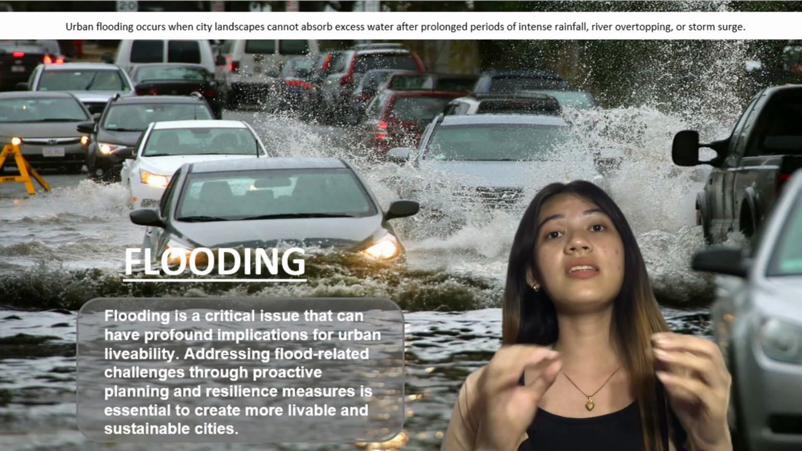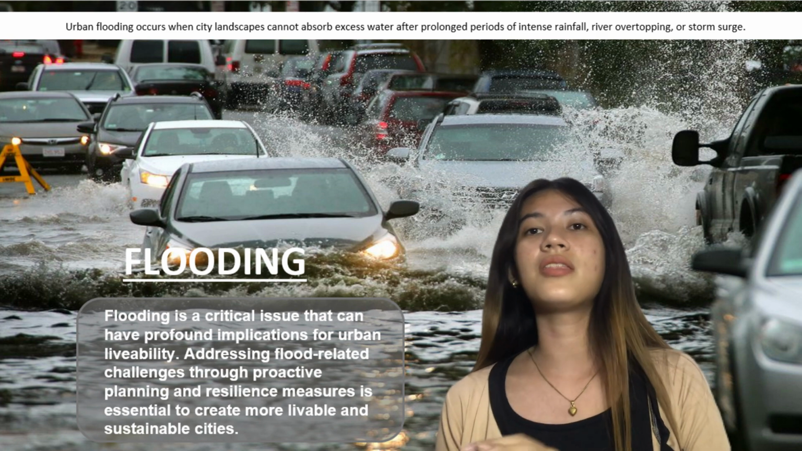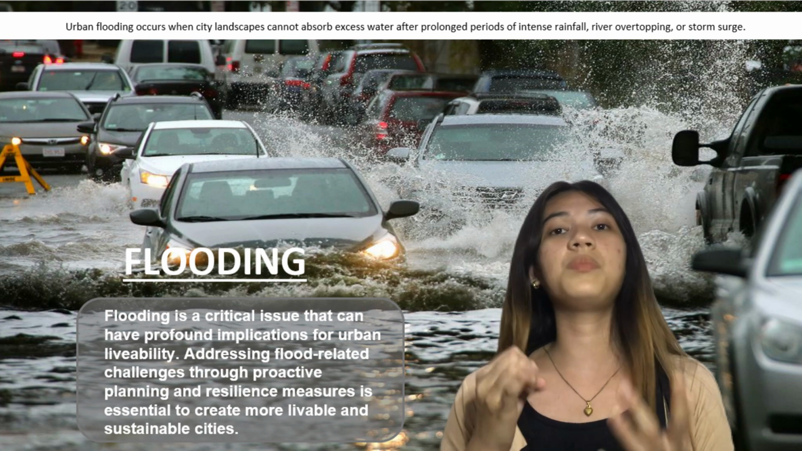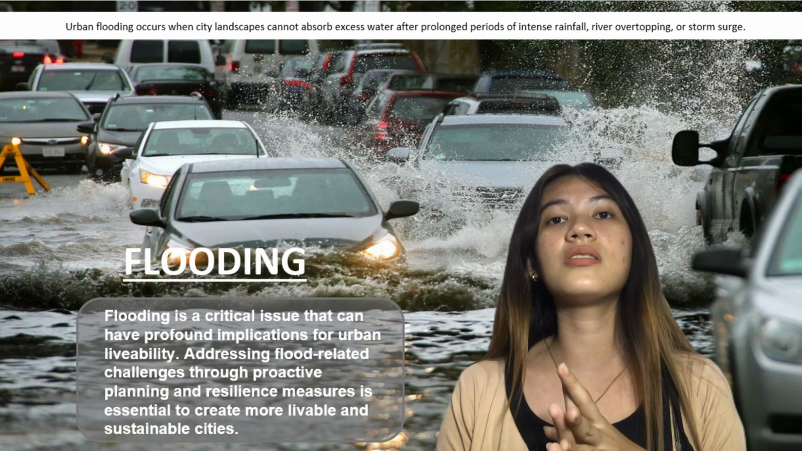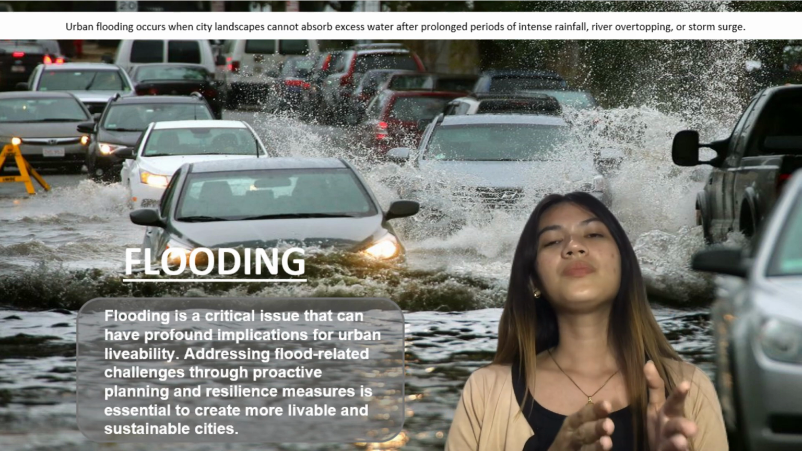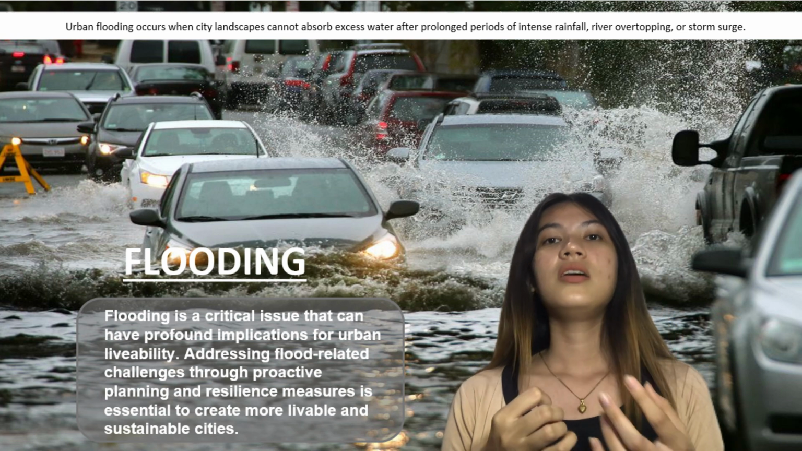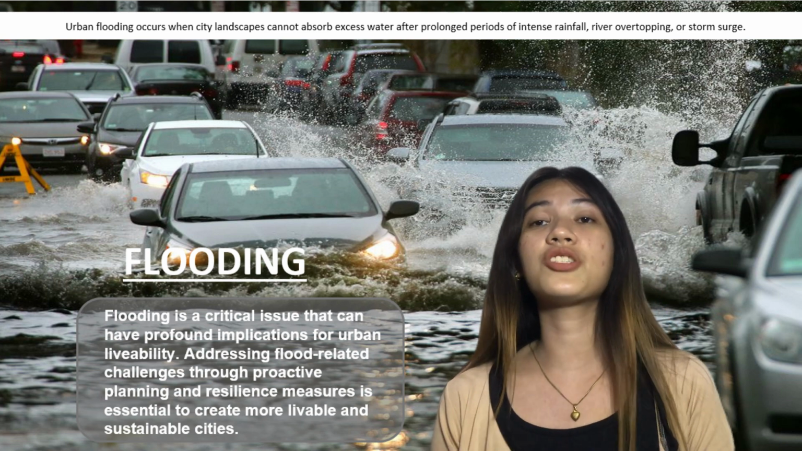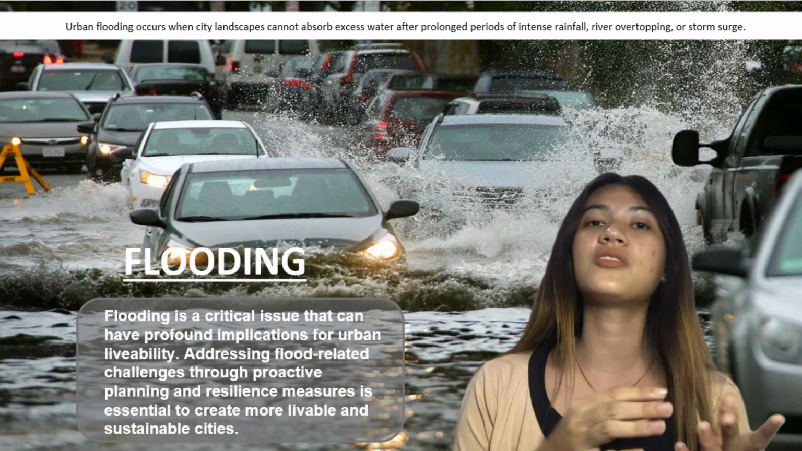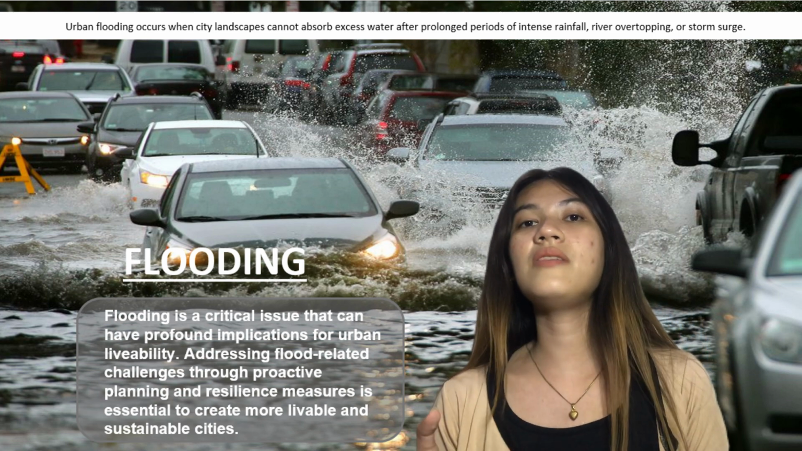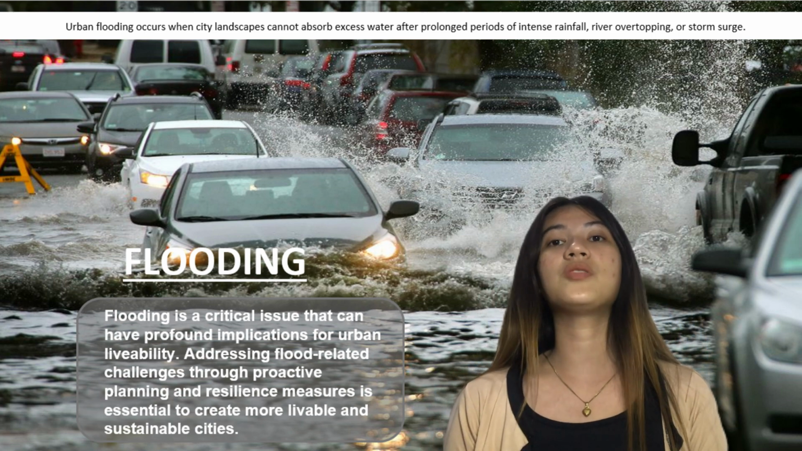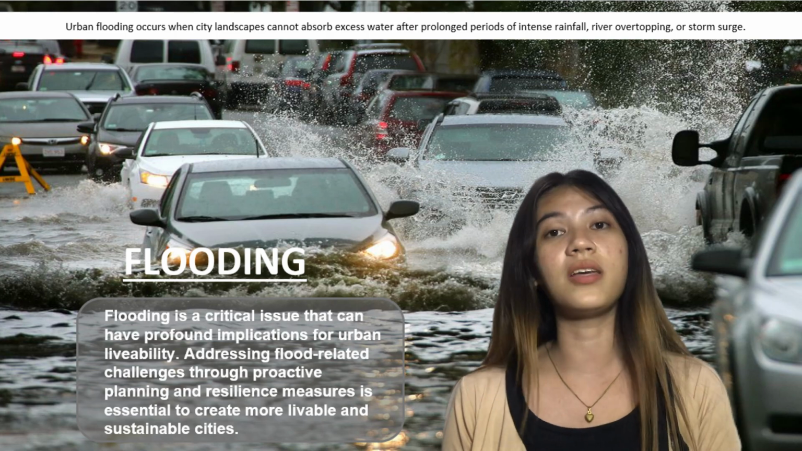Flooding can affect physical safety and health, property damage, displacement, and infrastructure disruptions. So, to address flooding, there should be flood risk management and implement flood risk reduction measures such as improved drainage systems, levees, and floodplain zoning to reduce the likelihood and impact of flooding.